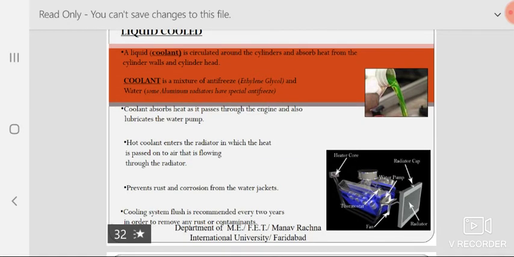Now, coolant absorbs heat as it passes through the engine and also lubricates the water pump. As it passes through the water pump, it doesn't get pumped only, it lubricates the pump also, because the water pump needs lubrication. The lubricating oil which you are using for this purpose doesn't come to the water pump. It generally lubricates the piston and cylinder of the engine, but doesn't lubricate the water pump. So the water pump gets lubricated by the coolant itself.